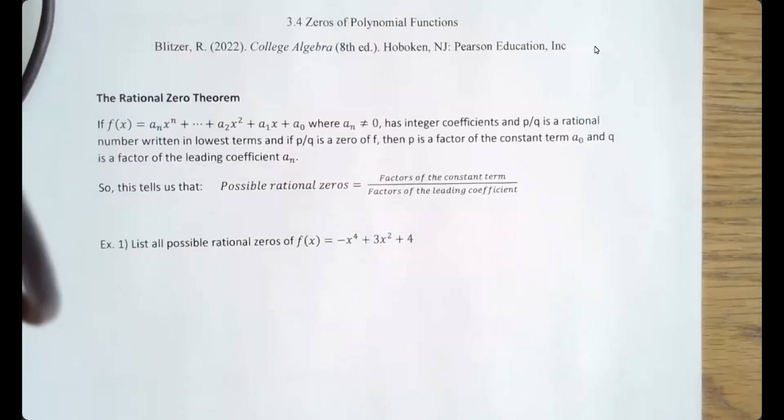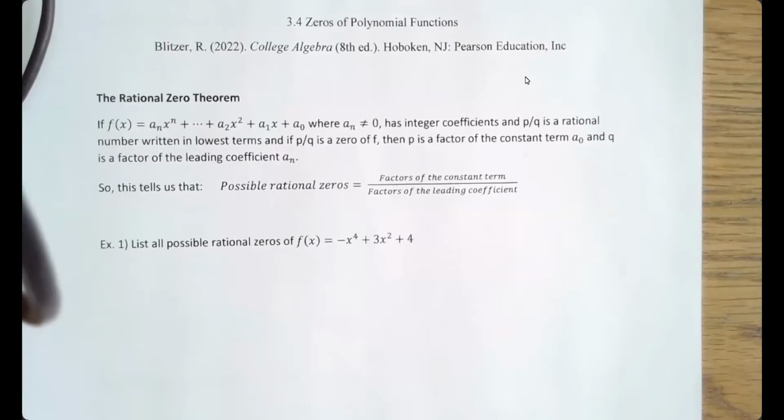Hi, everybody. In this video, we're going to look at more about polynomial functions and their zeros. So let's keep going with that idea. So we have the rational zero theorem, which says that if f of x is the following function, so that's just our general form for a polynomial. So you have some coefficients and x's raised to powers all being added together.